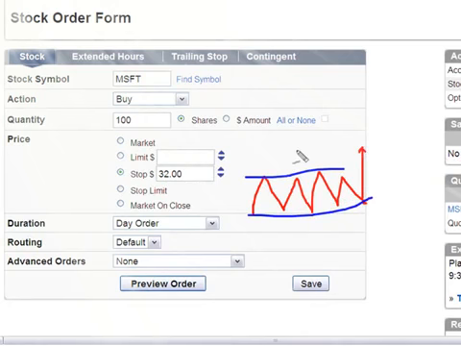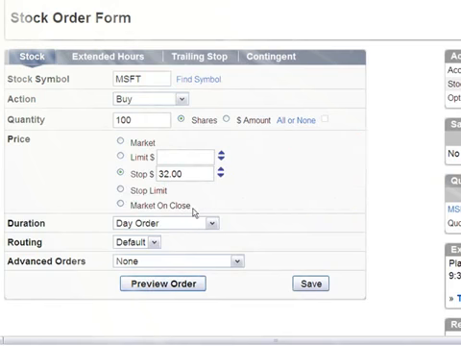If this resistance level is, let's say, 30, then I'm going to buy them only when they're at 32, when I've seen some serious upward momentum in the stock. That's essentially what the stop order is there for. The next bit here is stop limit.